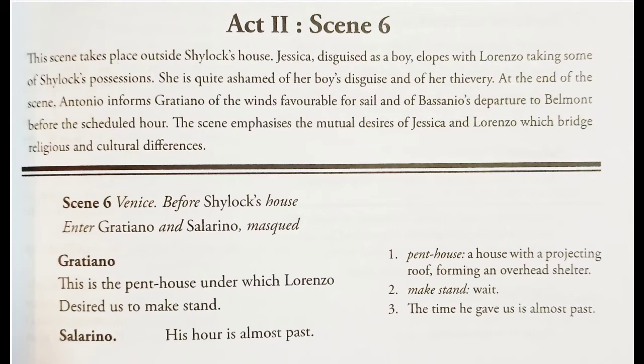Now Gratiano says, this is the penthouse under which Lorenzo desired us to make stand. This is the house with the projecting roof, which is forming a kind of overhead shelter. So this is where Lorenzo told us to wait for him.